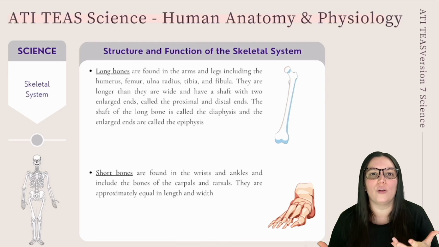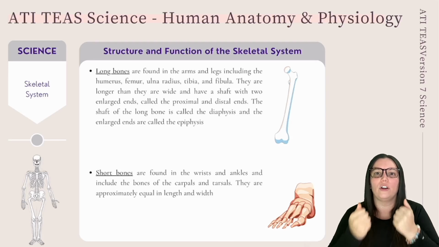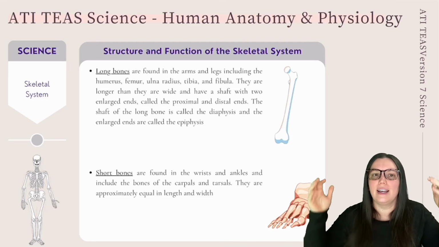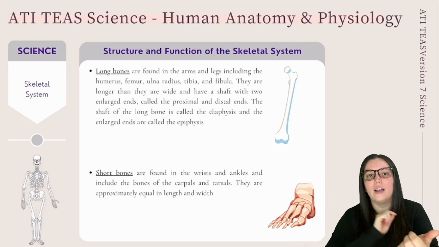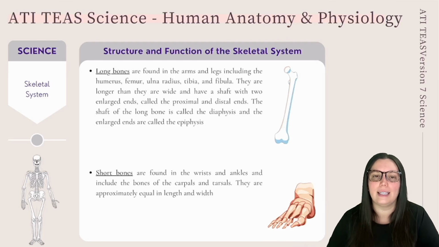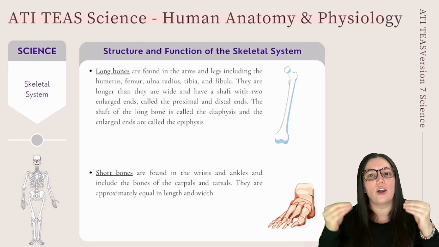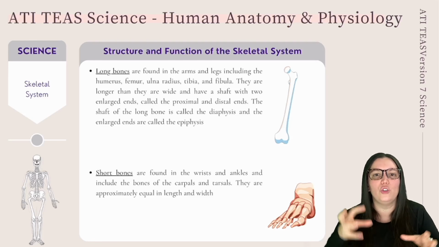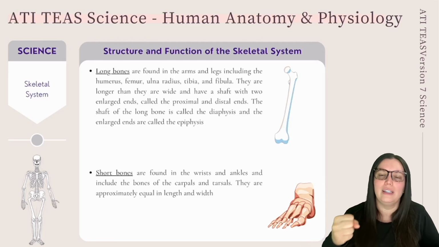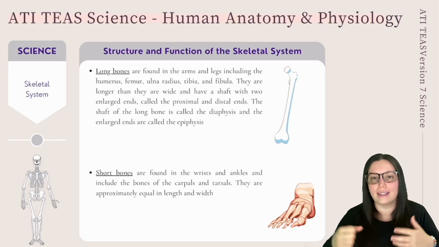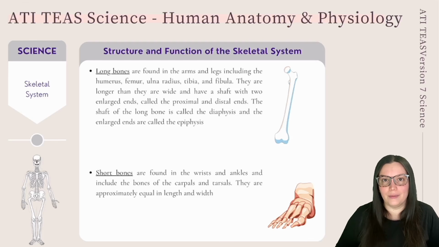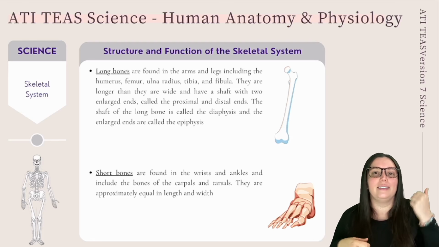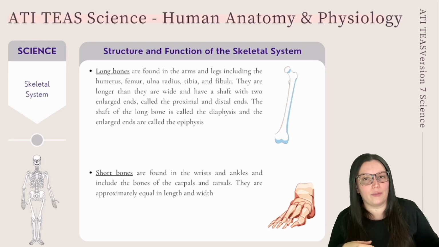So to begin with our long bones, these are the bones that are found in our arms and our legs, including our humerus, our femur, ulna, radius, tibia, as well as our fibula. They are longer than they are wide and have shafts with two enlarged ends called the proximal and distal ends. Remember, proximal is close to the body, right? Close to the trunk. And then distal is away from the body, away from the trunk.